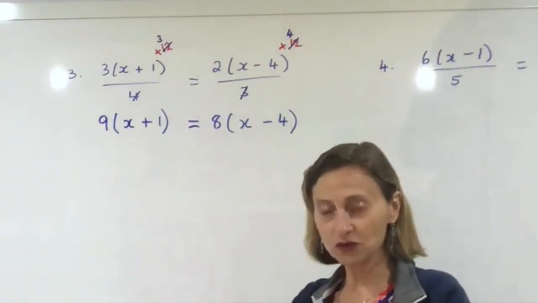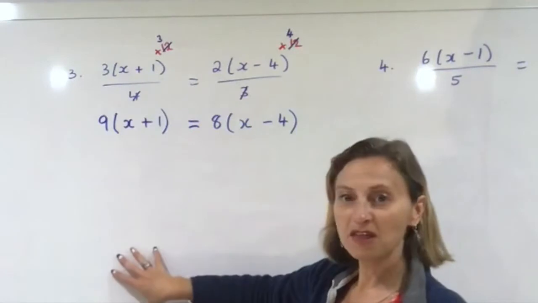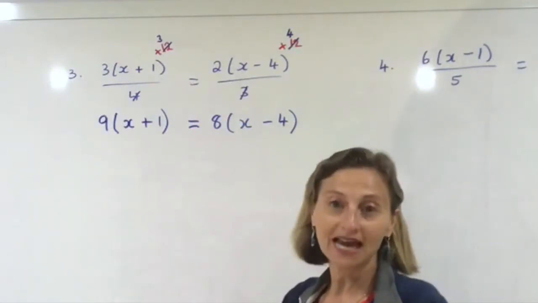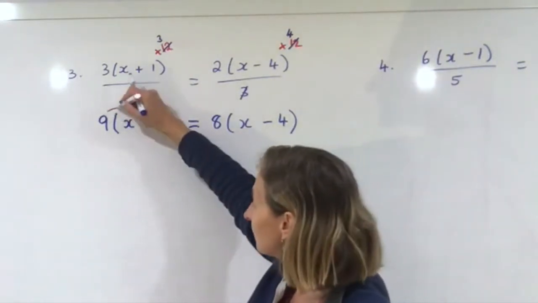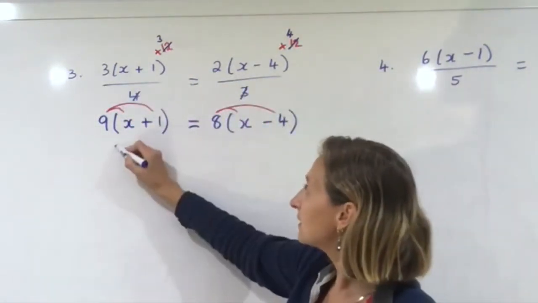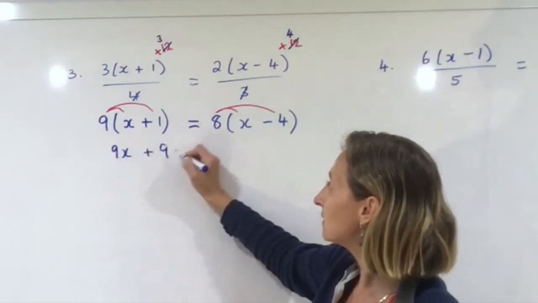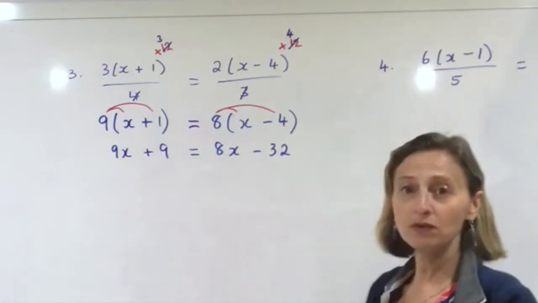If you don't fully understand why, that's okay. You can just learn the methods and then you'll understand it probably later. I know I need to expand my brackets now. 9 times x is 9x, 9 times 1 is 9, 8 times x is 8x, 8 fours are 32.